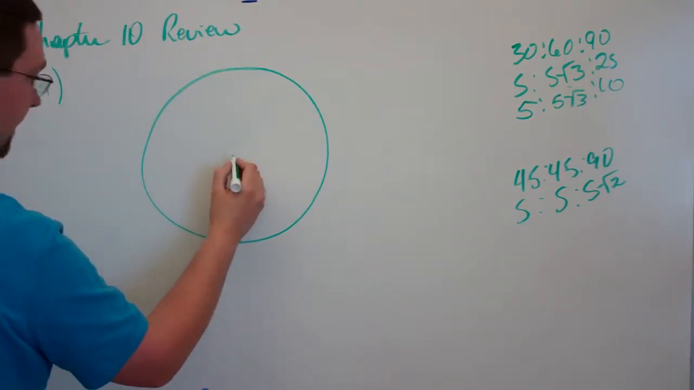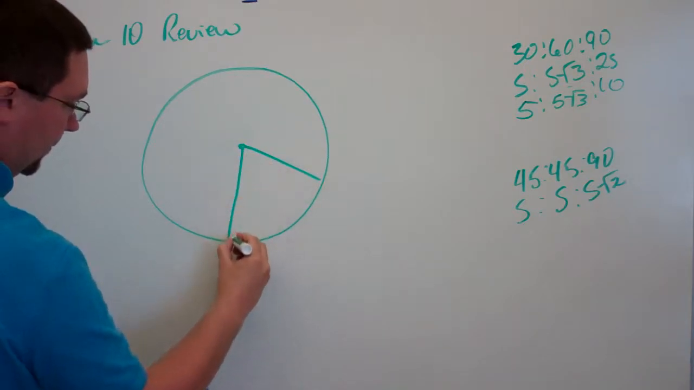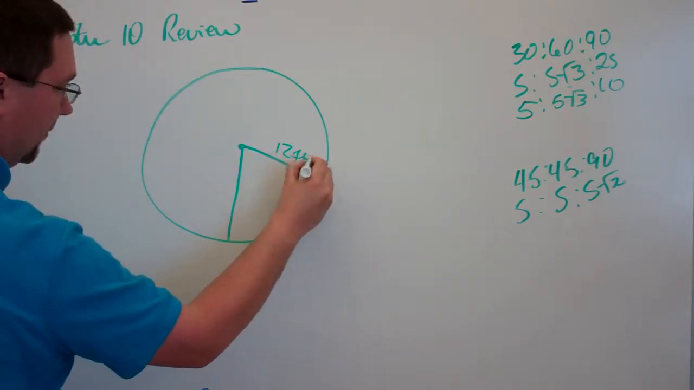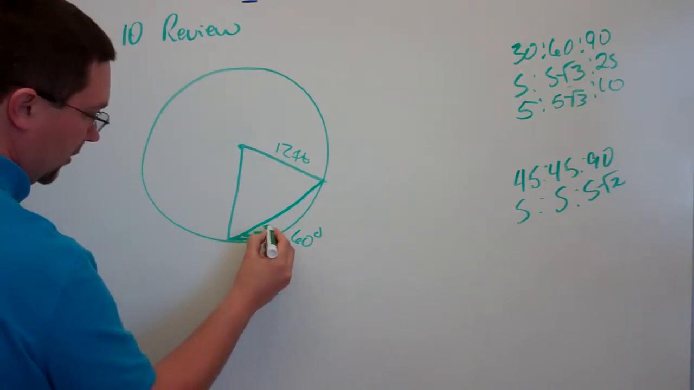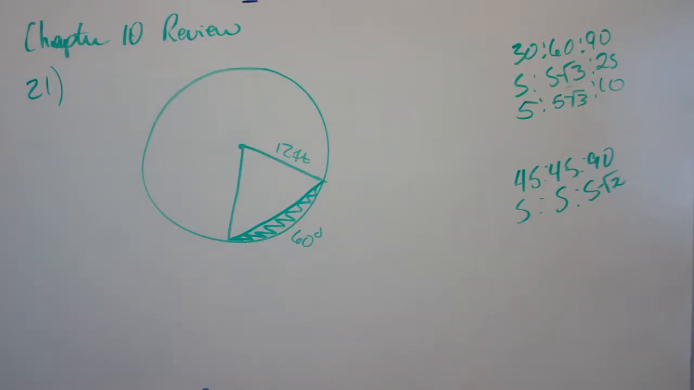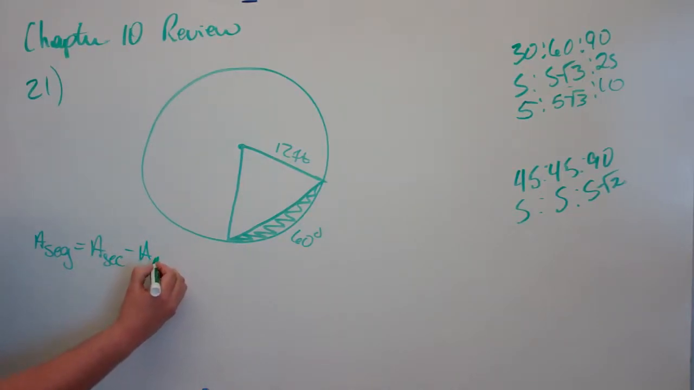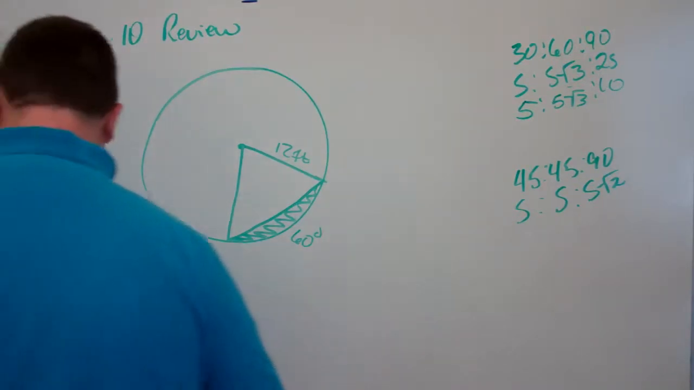Here's our circle. This is 12 feet. We know this is 60 degrees. And we want to find that. Alright? So to find the area, that's called a segment, don't forget that. Area of the segment equals the area of the entire sector minus the area of the triangle. Okay? So this first part I'm going to do is also how you would do 19, just with the numbers from 19. Okay?